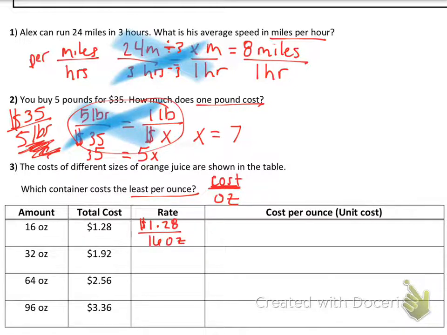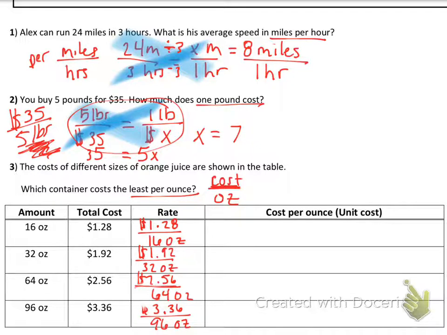And again, my cost per ounce. My cost per ounce. And then last but not least, my cost per ounce. Oops, I accidentally put $64 twice. It's supposed to be 64 ounces, and 96 ounces.